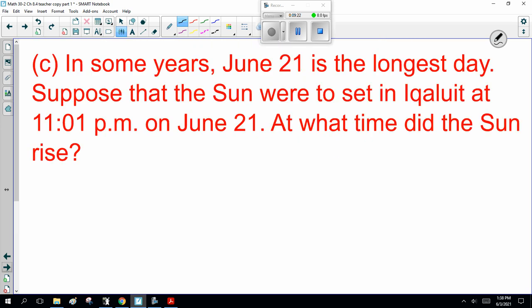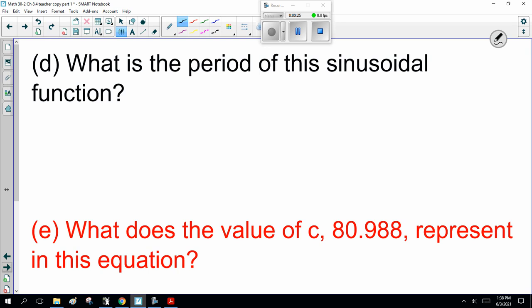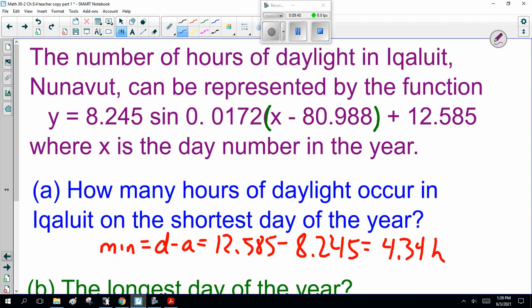And I'm going to skip that question because it's a diploma thing. Question is, what's the period? Now, this is both simple and tricky. We can look at the equation. I have the B value right here. Change the color. 0.0172.